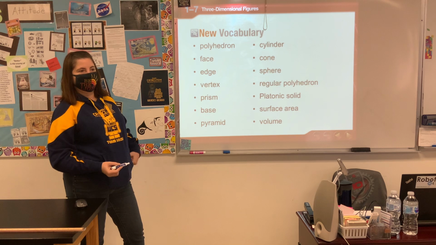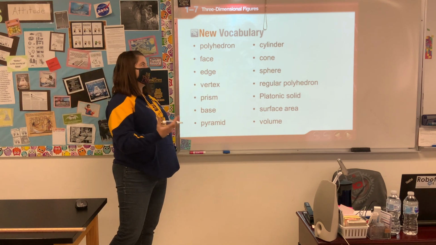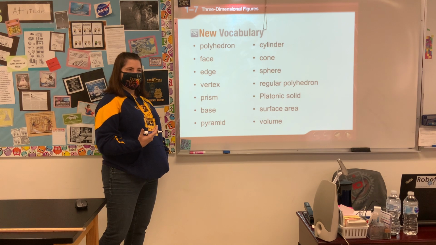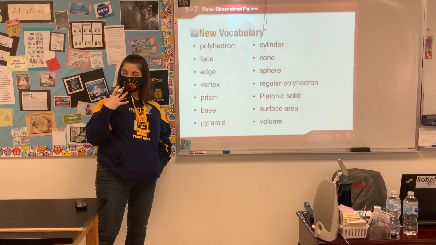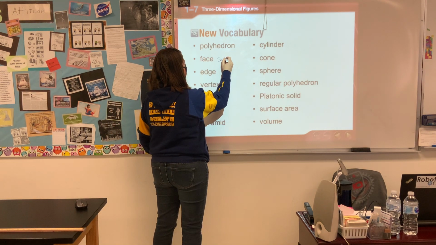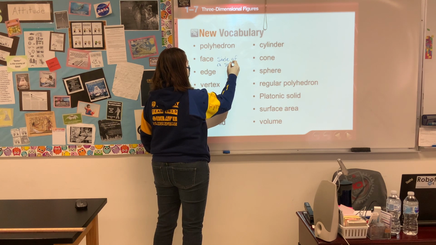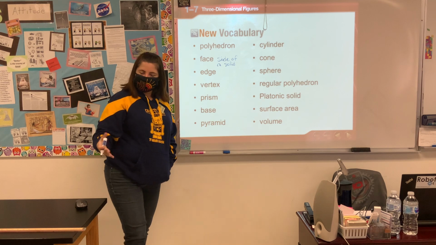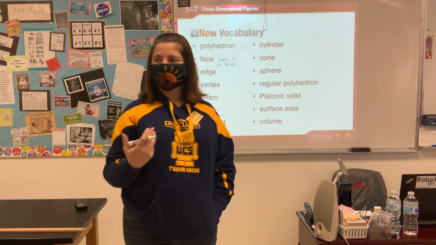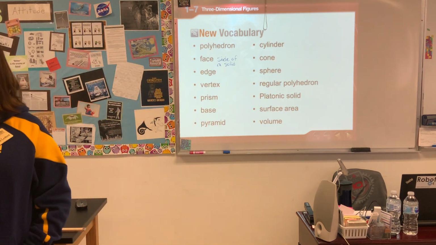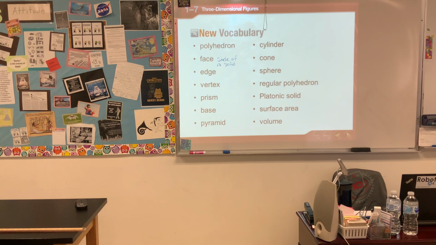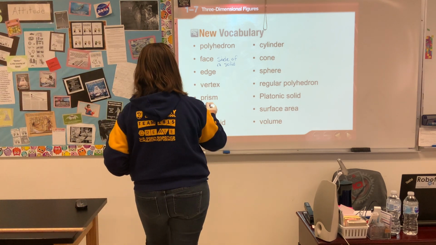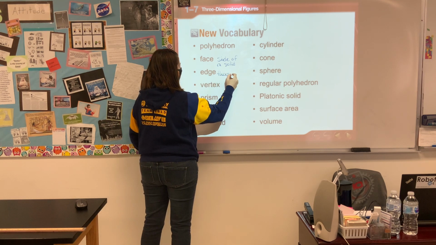Okay. Polyhedron. That's going to be a solid, three-dimensional, multiple faces, right? Face. Do I know what a face is? We know this. It's any side of the shape. So a side of a solid. Edge? If I were to describe the edge of a table, or the edge of a shelf, how would you describe that? Where it ends. Okay, where different faces meet.